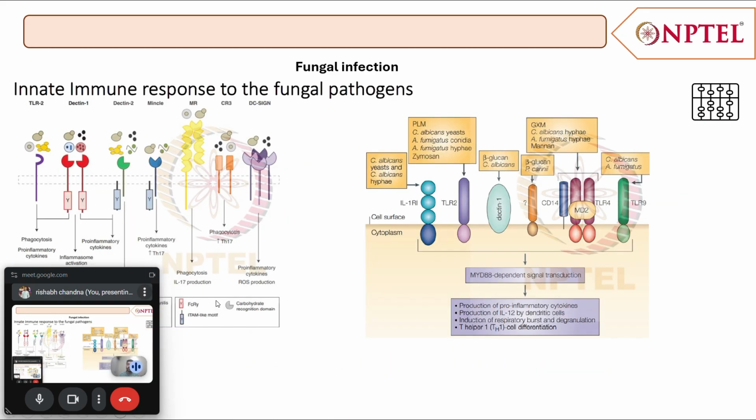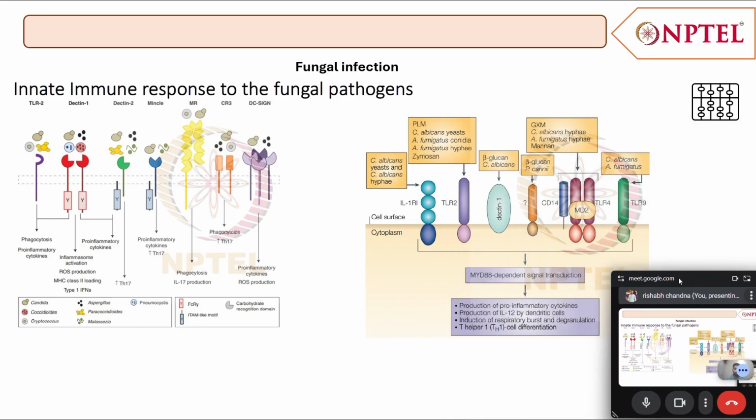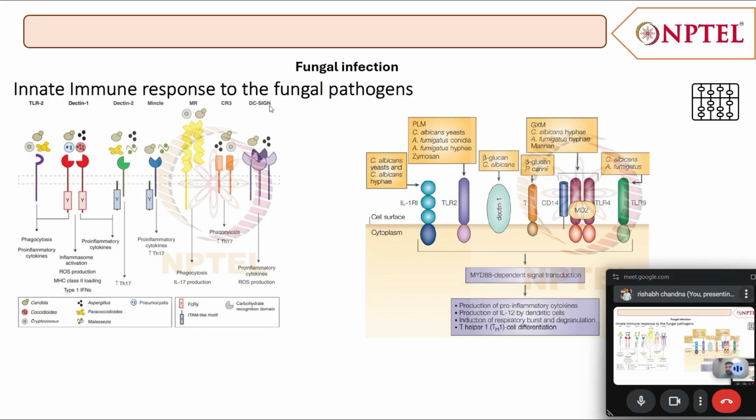So moving on, how the innate immune response takes place for the fungal infection. Talking about this, first is TLR2. So TLR2 helps in phagocytosis, and it helps in the release of pro-inflammatory cytokines. Okay, and it recognizes Candida, Cryptococcus, and Paracoccidioides. Then talking about Dectin 1. So Dectin 1 is also a receptor that helps in recognizing different fungal pathogens.